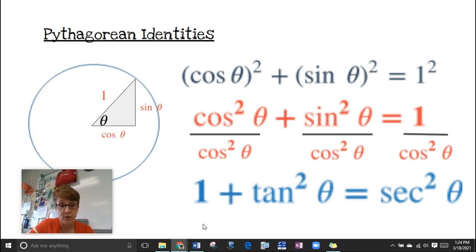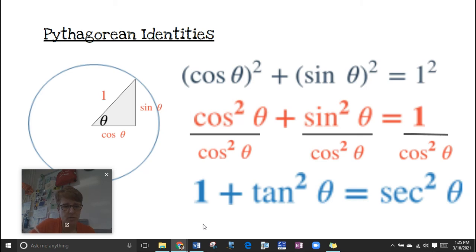Okay, so the first term just becomes 1. The second one is tan squared because it's sine over cos, but they're both squared. And then the last term is secant squared because it's 1 over cos, but again, they're both squared. So there's our next identity: 1 plus tan squared equals secant squared. Okay, pause me now because I'm going to move to a new slide since I don't have room for the next one on here. So pause me now if you need to get caught up.